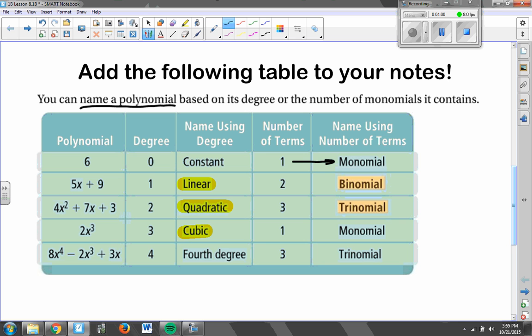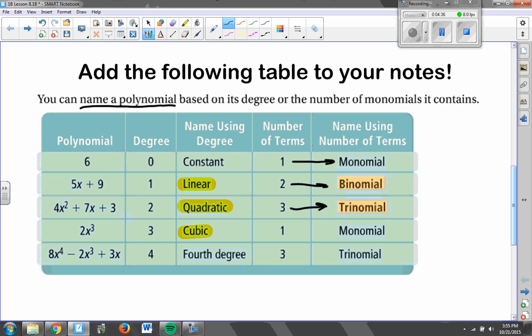If the polynomial has 2 terms, we call it a binomial. Bi means 2. Bicycle has 2 wheels. Binomial has 2 terms. 3, then, maybe it makes sense, is trinomial. Tricycle has 3 wheels. Trinomial has 3 terms. Those are the 3 that we are going to be concerned with: 1, 2, and 3. Monomial, binomial, trinomial. Anything beyond that, we don't have to worry about the name.